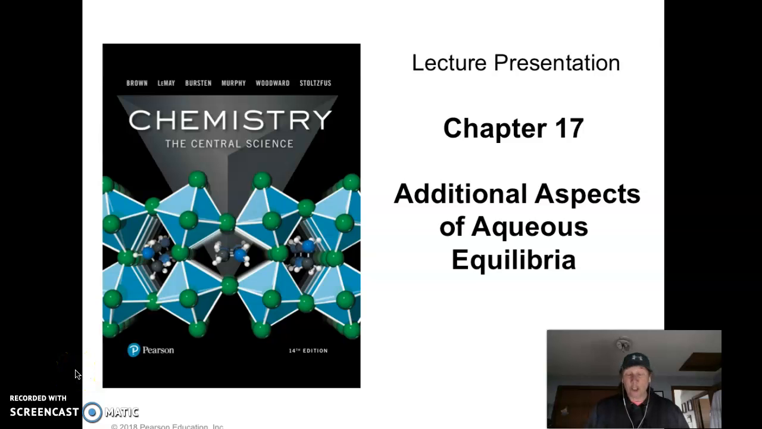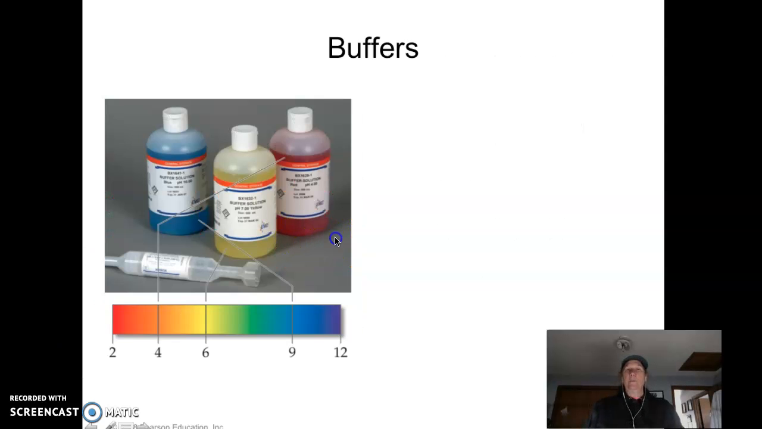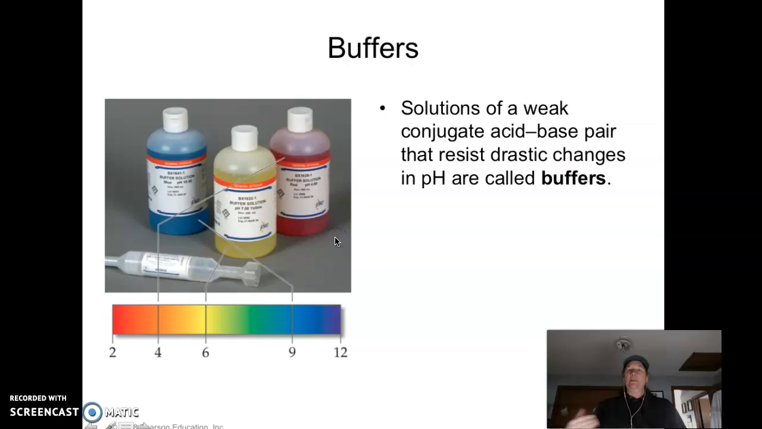We're going to start chapter 17 today, which is a little bit more about acids and bases. We're going to look at something called buffers, and we're going to look at titration. And titration is a way of neutralizing acids and bases. Okay, so a buffer is a weak conjugate acid or base, depending on what you start with and what you end with. And what they do is they help resist drastic changes in pH.